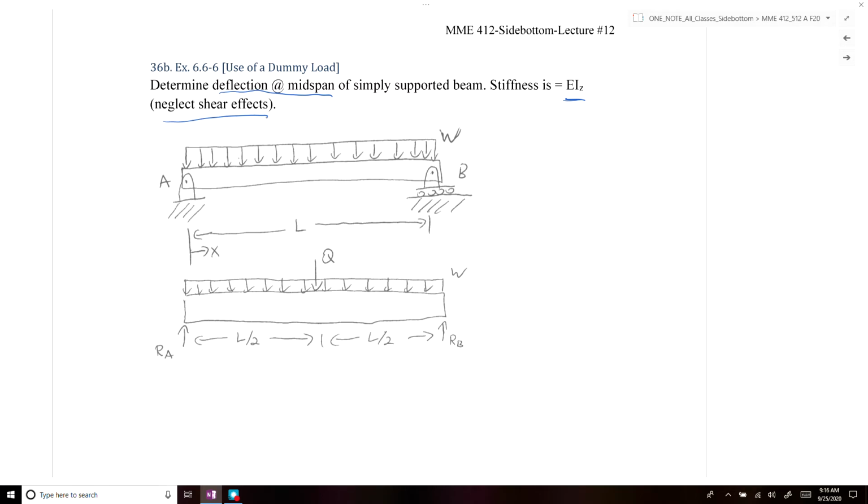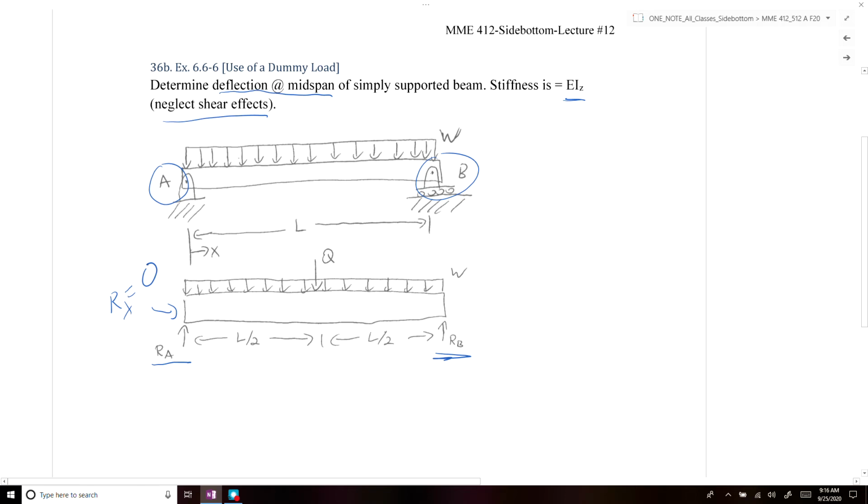So the first thing we need to do for this problem is take the boundary conditions at A and B, where we have a pin and a roller connection, and replace them with reaction forces RA and RB. There would be a reaction in the x direction also for this pin, but there are no forces in the x direction, so we can set this equal to 0.